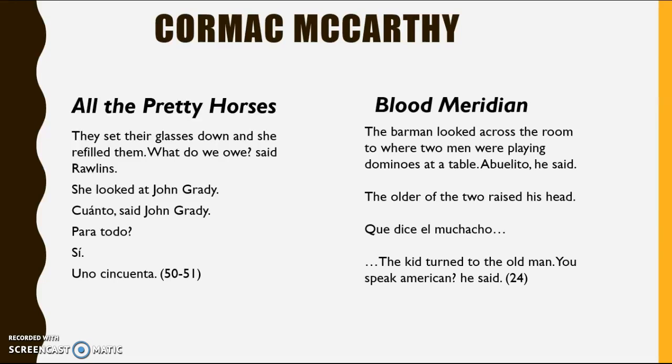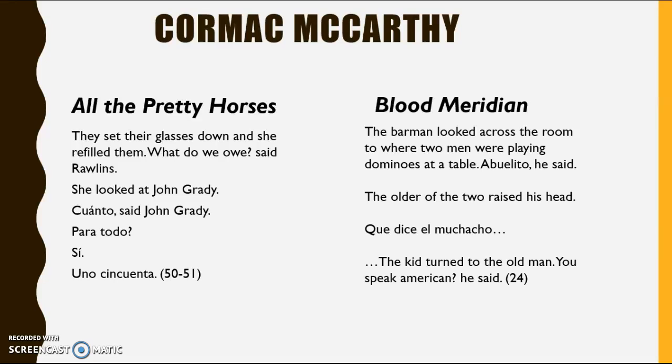So let's look at an example here. I have excerpts from two of his novels here. I swear I unintentionally picked scenes that both took place in bars. I didn't really even have that in mind, but here they are, two different exchanges going on in bars, in All the Pretty Horses and Blood Meridian.